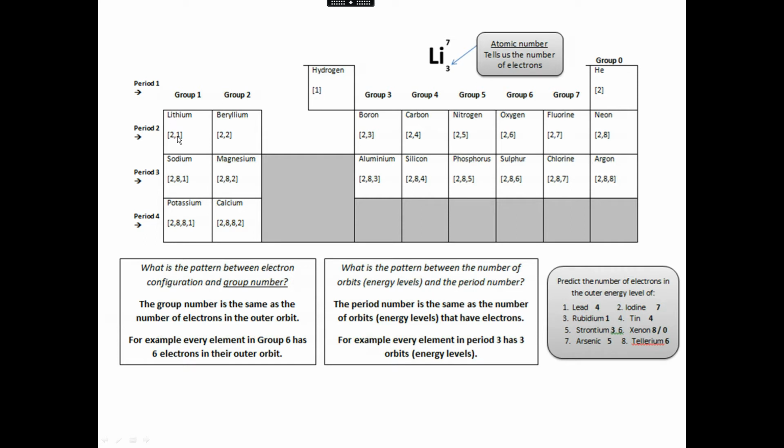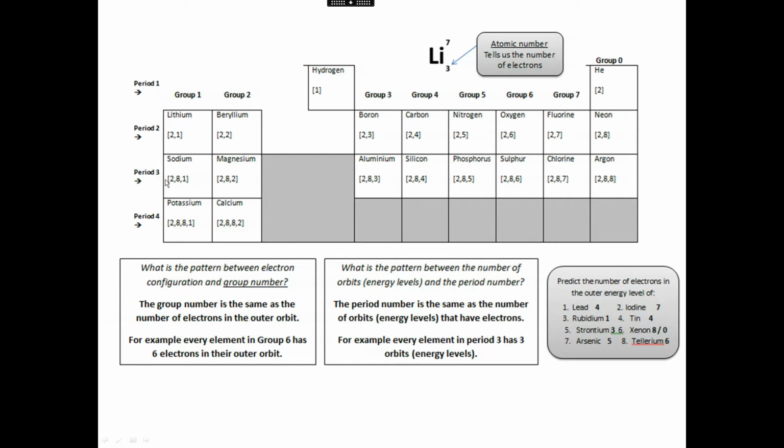Period 2, there are 2 orbits of electrons. Period 3 has 3 orbits of electrons. Period 4 has 4 orbits of electrons. So with each row of the periodic table, we are starting a new shell of electrons. So period 3 has 3 shells of electrons.